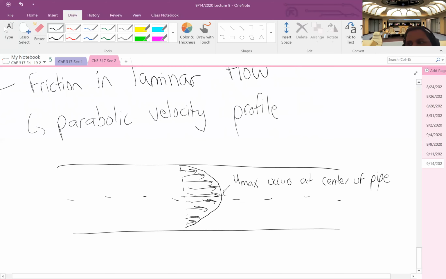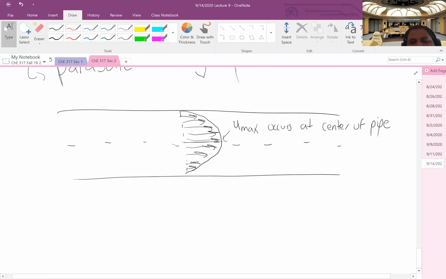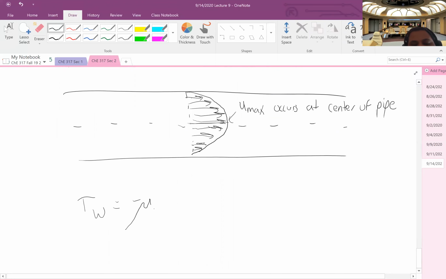We also recall when we discussed friction and shear that the shear stress for laminar flow follows this form for Newtonian fluids, where the shear stress is a function of the velocity gradient as a function of the radial distance, as well as the viscosity. And since we're looking at Newtonian fluids, the viscosity isn't going to change as a function of that velocity gradient.